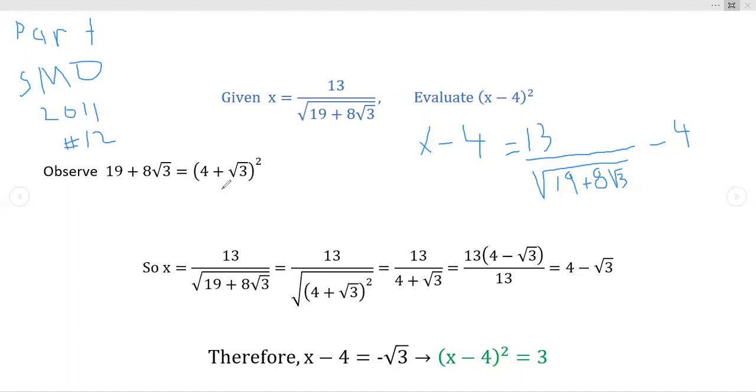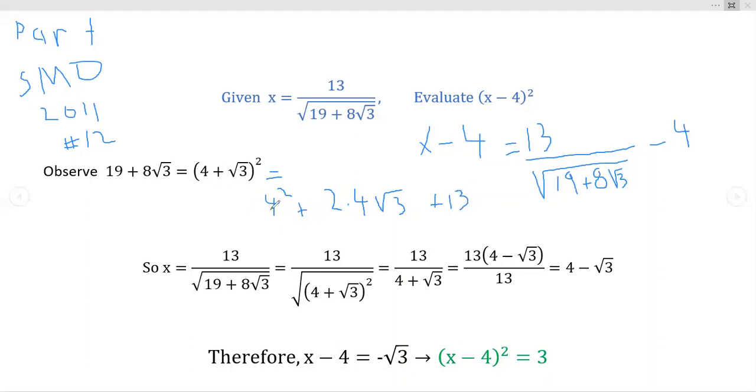When you expand this out, you actually get 4 squared plus 2 times 4 times root 3 plus the square root of 3 squared, but that's just 3. A lot of y'all probably would just notice this immediately, but I didn't. I just tried to do it directly, and I got killed doing it.